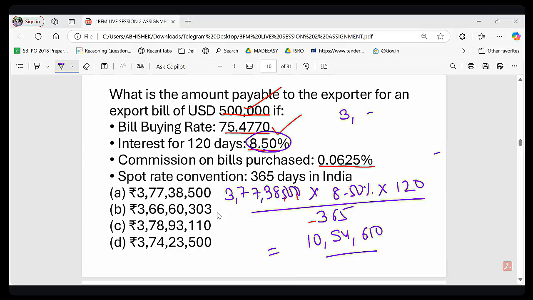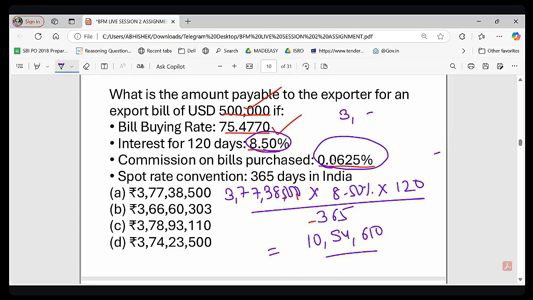Next, we calculate the commission. What we have calculated just now is the interest. This is the interest part. Next, we calculate the commission on the bill purchase. As you can see clearly, the commission on the bill purchase is 0.0625%.